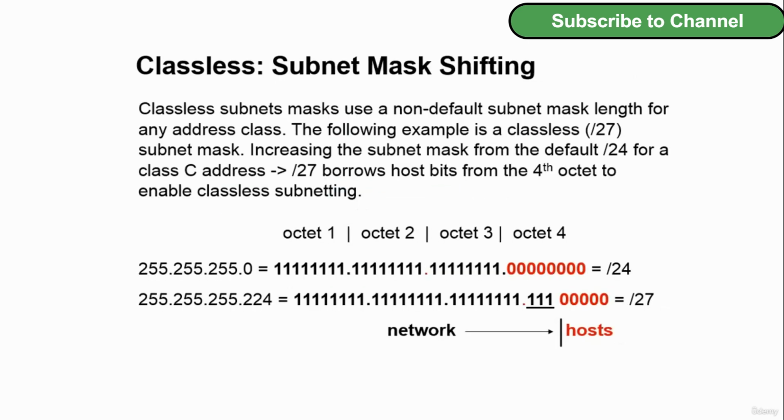And subnet mask shifting, I've kind of talked about this already. I'm using a non-default subnet mask for an address class, and so I'm just shifting bits over into this 4th octet. This is /27, so 8, 16, 24, 25, 26, 27. So these 3 bits here I'm using for subnets to create a bunch of subnets, and these 5 bits left are for hosts.